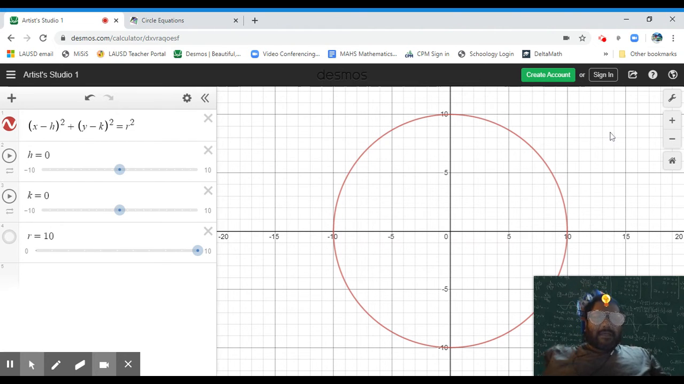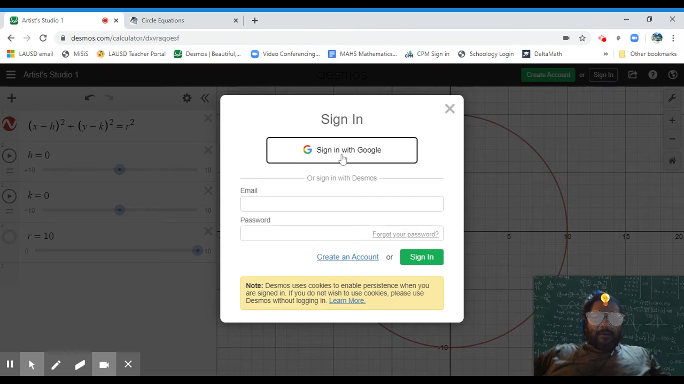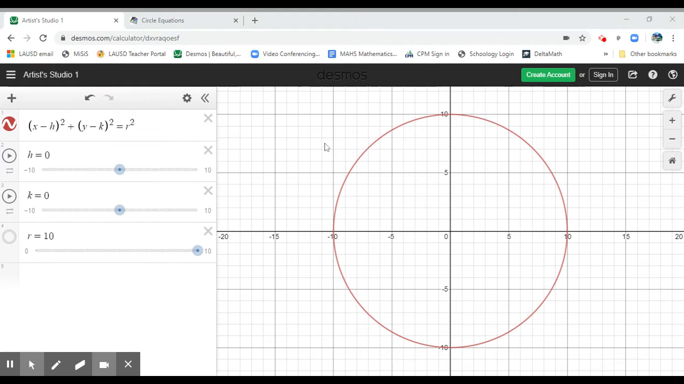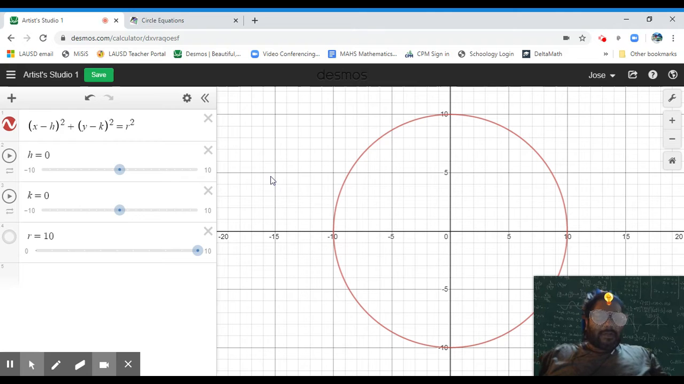But before you do anything, I need you guys to sign in. Go ahead and sign in with Google. If you're like me, I have different accounts, so use the one that you use for school, LAUSD. You guys are going to save it, so make sure you click save. When you save it, that means you have a copy, because later on, when you turn this assignment in, you are going to have to send me the graph that you are making. Okay, so let's play around with this a little bit.